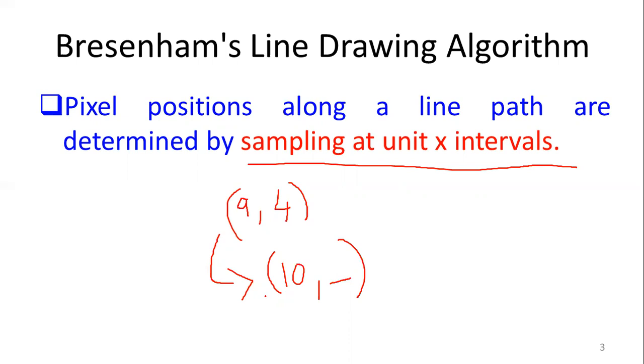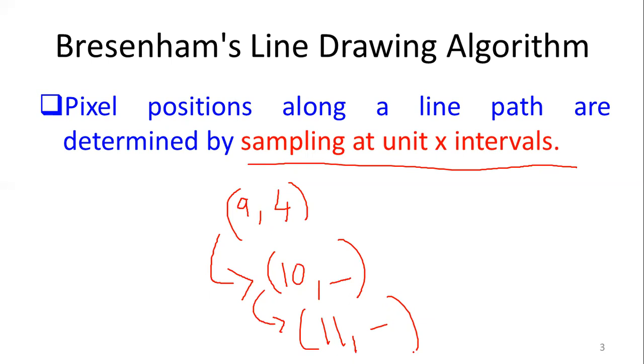The first pixel was 9, 4. The next pixel to be plotted will be 10, something. What about the third pixel to be plotted? It will surely be 11, something. That means you can predict the X coordinates of the pixels to be plotted, because the X coordinates are incrementing in unit intervals. The X coordinate values are incrementing by 1 at each step.